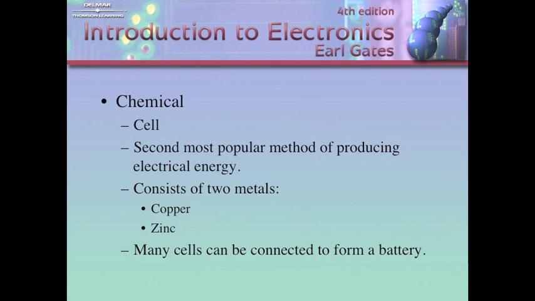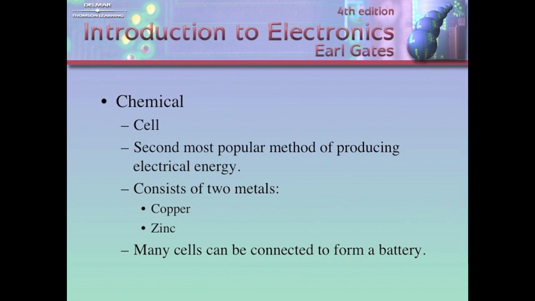It consists of two metals, either copper or zinc. This is the fundamental battery, the first battery, if you will. Two dissimilar metals joined together produce a chemical reaction. Many cells can be connected to form a battery.